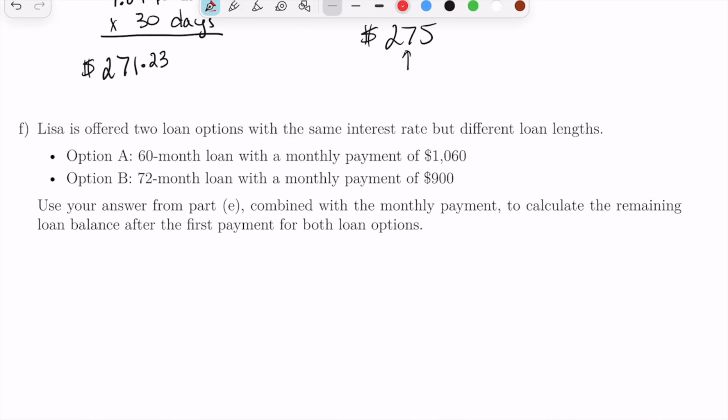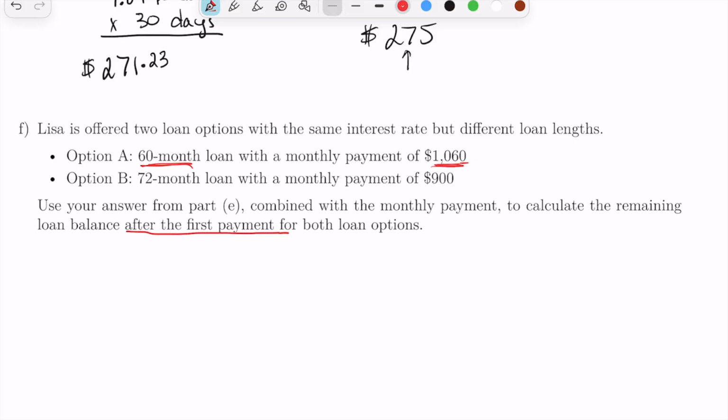Next, Lisa has to decide whether or not she wants to do a 5-year or a 6-year loan, 60 months or 72 months. So with the lower number of months, you can see the payment will be a little bit higher, right? Because if you're paying it off sooner, you've got to pay a little bit more per month. So it says to use your answer from Part E combined with a monthly payment to calculate the remaining loan balance after the first payment is made.